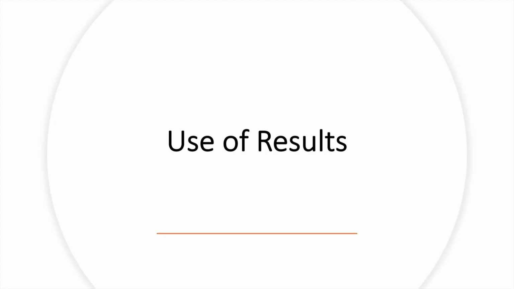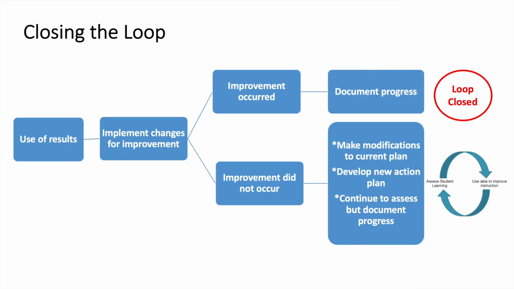Once we have analyzed our data, we need to utilize our findings to strategize and implement changes for improvement, which is the final step of a complete assessment cycle. Use of results. You have probably heard the phrase, closing the loop, which is the process of re-entering the assessment cycle once changes have been made in response to assessment data. Closing the loop is the crucial step in an assessment cycle. It involves modifying strategies as needed to achieve outcomes better.